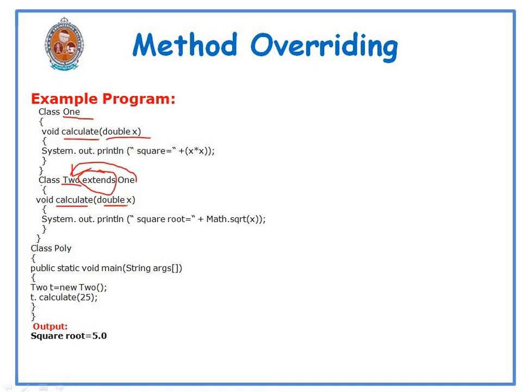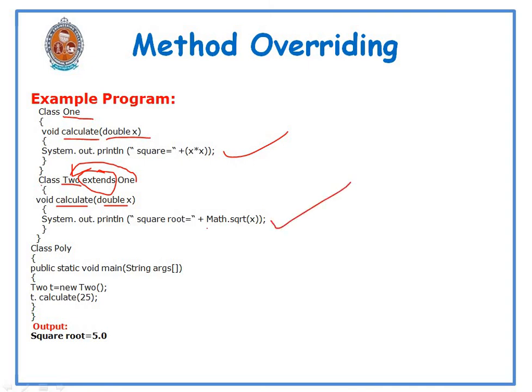We already know that writing two or more methods, one in superclass and one in subclass, having the same name with the same signature is known as method overriding. So in this example we have achieved the concept of method overriding. We have written the calculate method in superclass and the same calculate method in subclass having a single parameter. The method in superclass is used to perform the square of a number. The method in subclass is used to perform the square root of a number.